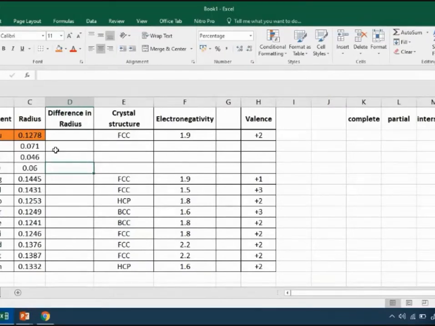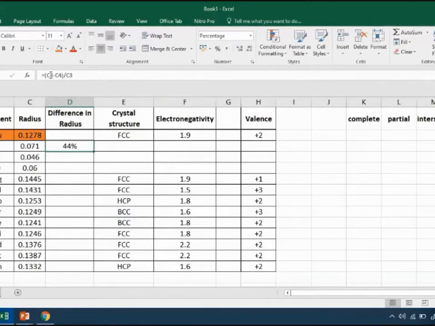So first I will calculate the difference in radius between copper and other elements. So I will have radius of copper minus radius of carbon and divide it by radius of copper. This gives me a percentage because I have chosen this percentage sign beforehand. So I will do this for all those elements, each time radius of copper minus radius of element over radius of copper.